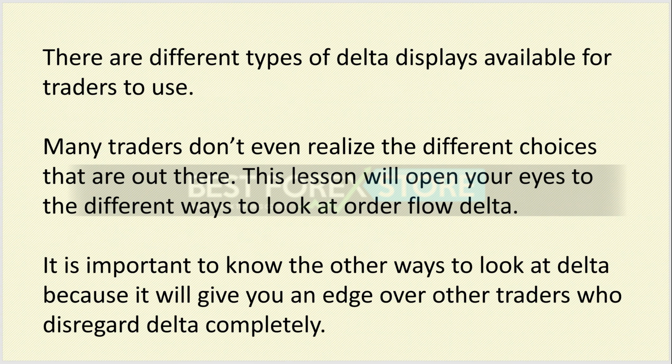And there are different types of delta displays available for traders to use. And this is important because not a lot of traders realize that they have these choices. This lesson will open your eyes to the different ways you can look at order flow delta. Now, it's important to know the other ways to look at delta because it's going to give you an edge over other traders who disregard delta completely or maybe just look at the final delta number. And there are other forms of delta analysis that can be done when you take the other information that's available with delta.